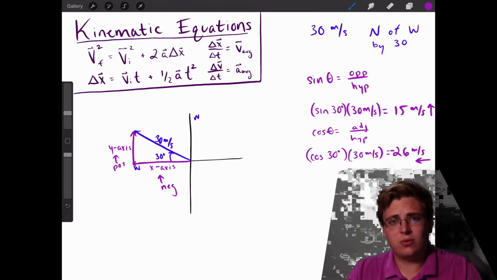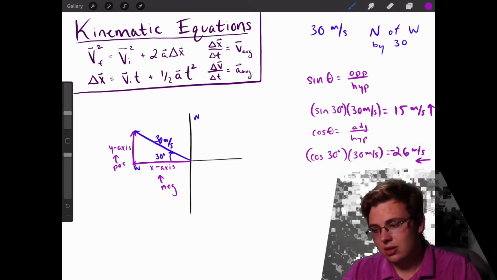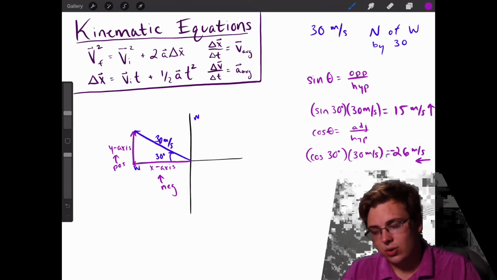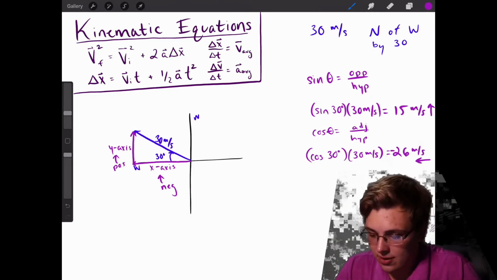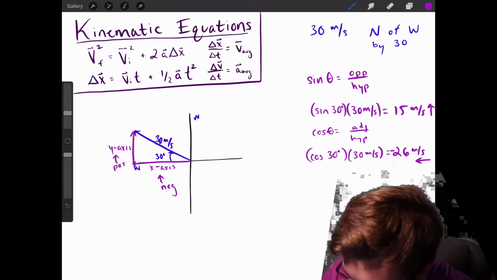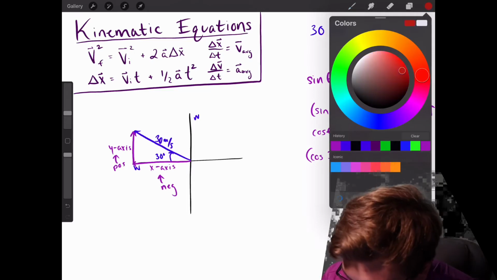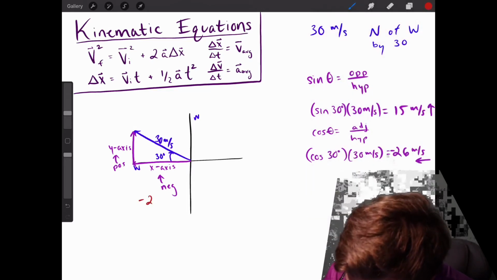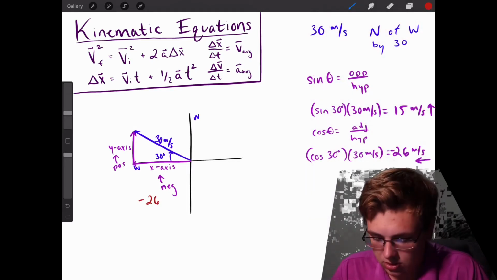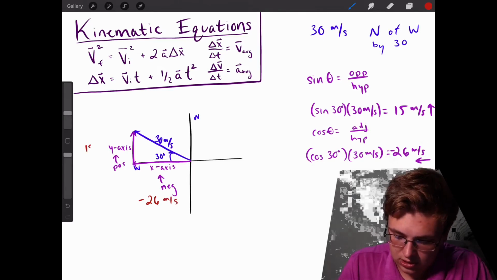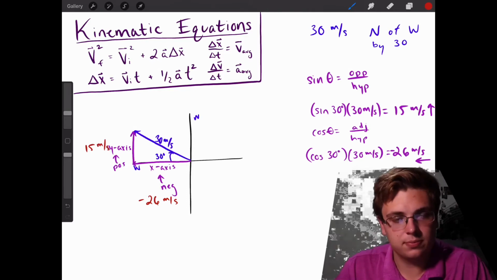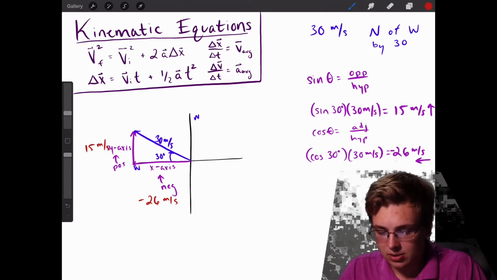Now, how is that helpful? Well, we can actually see that we have two components now. We did vector resolution. So we have our x-axis, which I'm just going to do in red over here, negative 26 meters per second. And we have our y, 15 meters per second. And how does that help us?